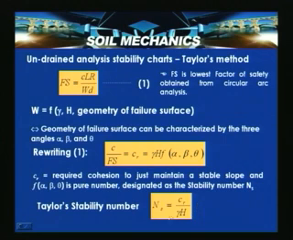The Taylor stability number is now indicated as Ns is equal to Cr by gamma H. The Taylor stability number Ns is equal to Cr by gamma H, where Cr is the required cohesion to just maintain a stable slope.